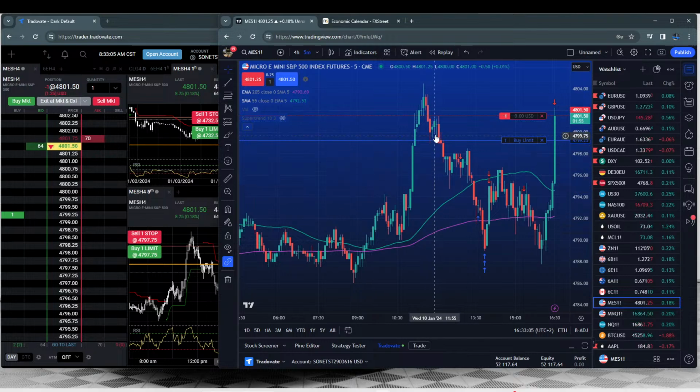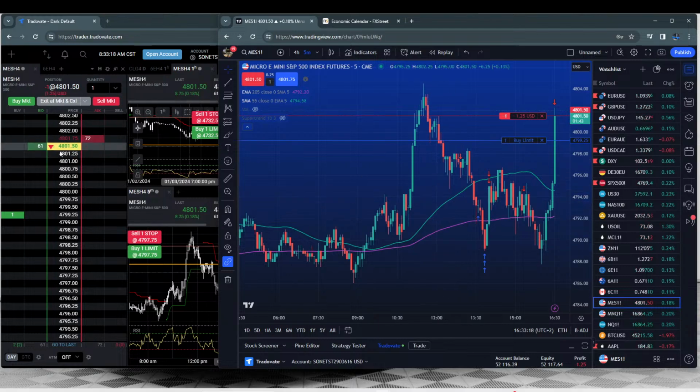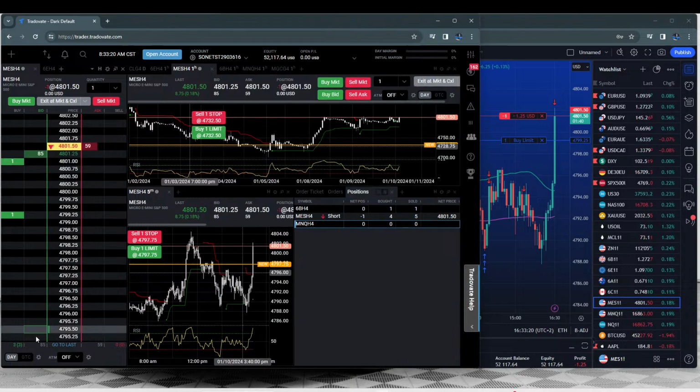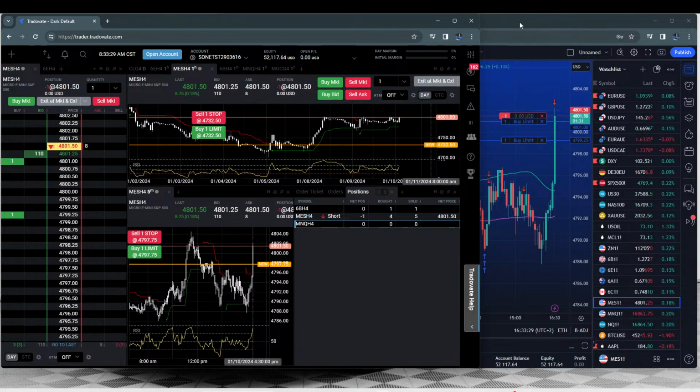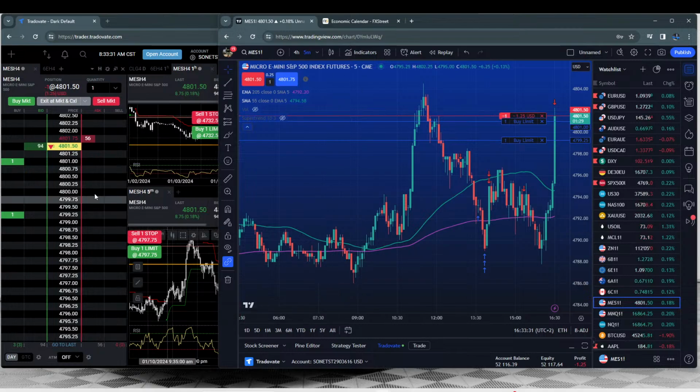Let's see. Seems like we are stalling a little bit here, but oh no. Keeps pushing higher. I don't like it. Let's try to go out. It's just a scratch. Let's see. We don't get it.